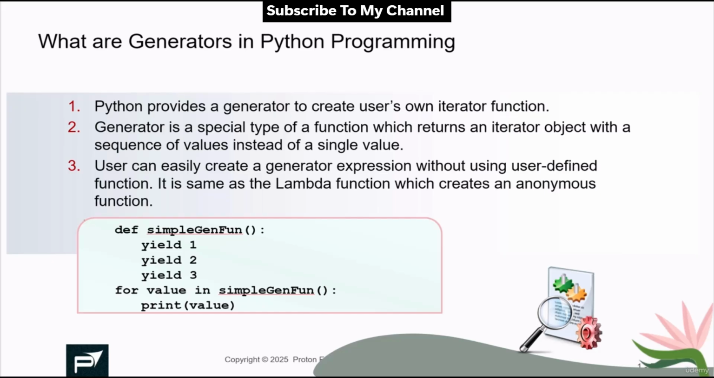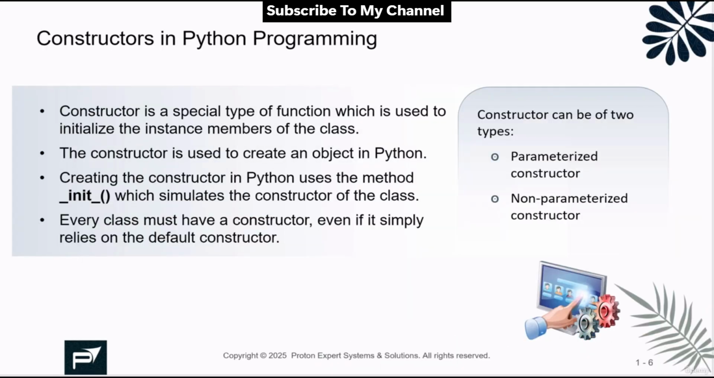Let's see the constructors in Python programming. The constructor is a special type of function which is used to initialize the instance members of the class. The constructor is used to create an object in Python. Creating the constructor in Python uses the method init, which simulates the constructor of the class. Every class must have a constructor, even if it simply relies on the default constructor. Constructor can be of two types. They are parameterized constructor and non-parameterized constructor.